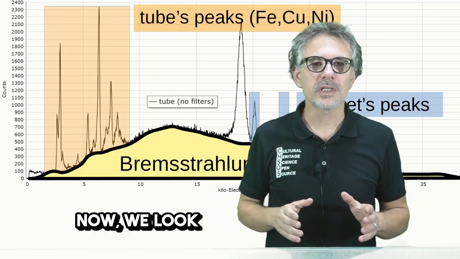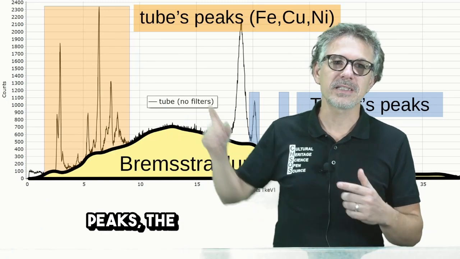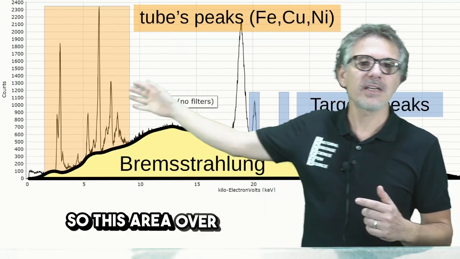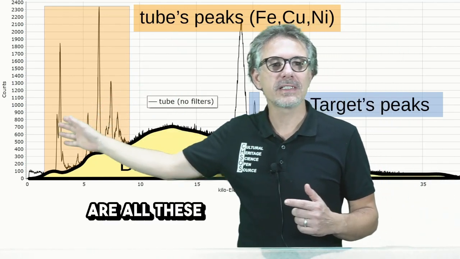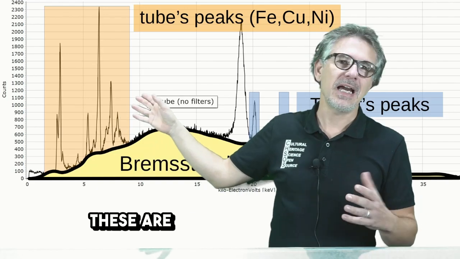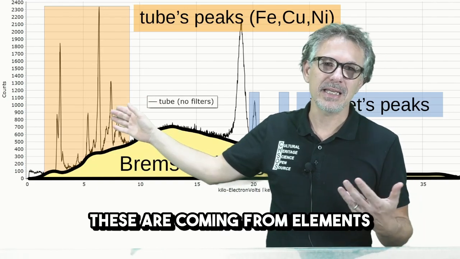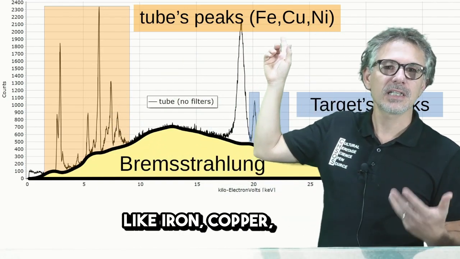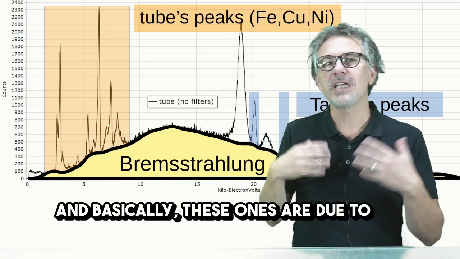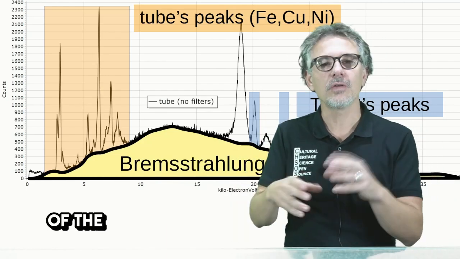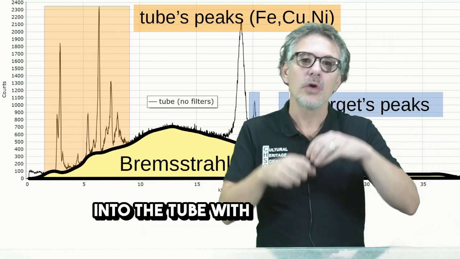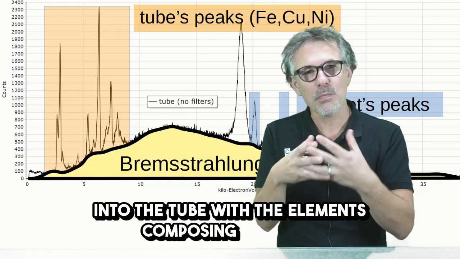Now we look at another group of peaks, the so-called tube peaks. In this area over here, you see there are all these peaks, very defined characteristics. These are coming from elements like iron, copper, nickel. Basically these are due to the interactions of the electrons and the X-rays produced in the tube with the elements composing the tube.